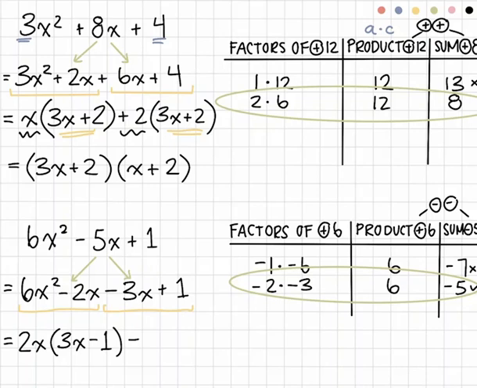So what can I use here? Well, I know that if I multiply by negative 1, I'll get my negative 3x. And if I want to get to that positive 1, I'm going to have to multiply by negative 1 over here. And I created my binomial common factor, which I write in my first set of brackets.